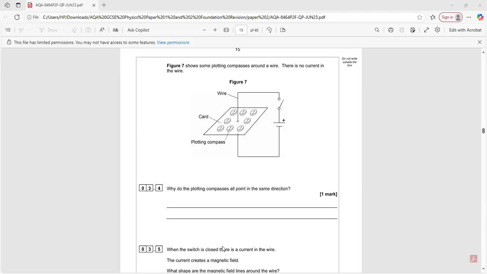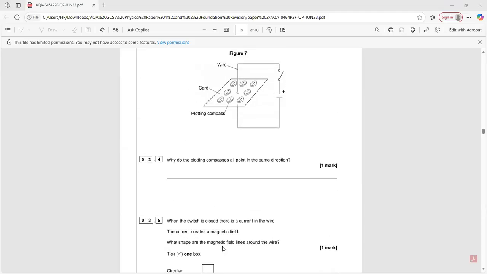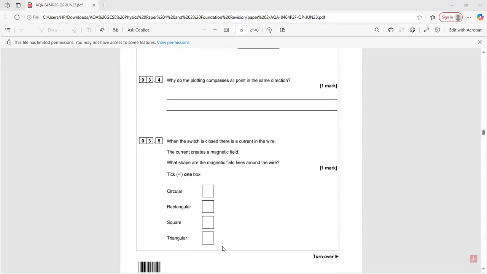Do you understand what I mean, Noah? Do you understand? Yes. Okay, good. All right. So let's look at what the next question says. It says, when the switch is closed and there's a current in the wire, the current creates a magnetic field. That is in itself a distraction. And then the question now is this: what shape are the magnetic field lines around the wire?